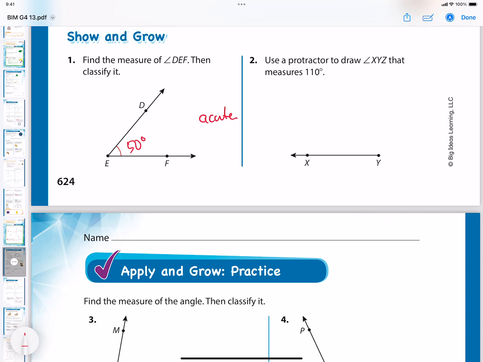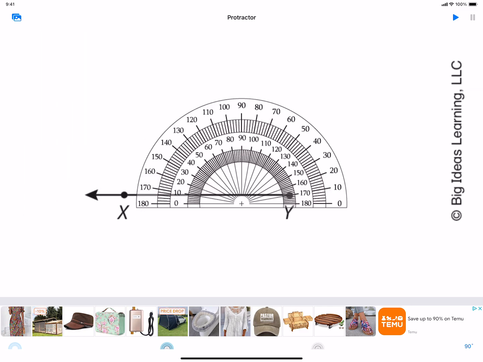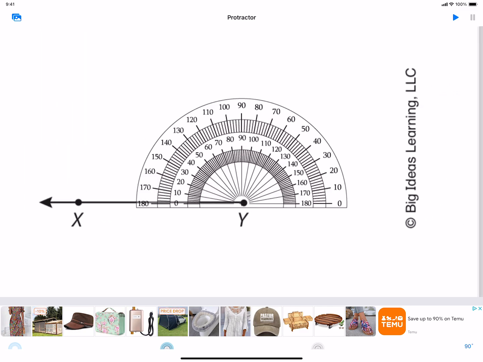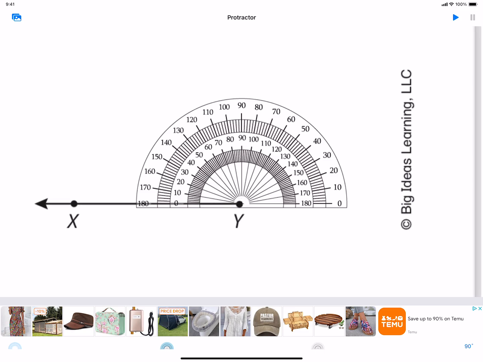All right, now use a protractor to draw angle XYZ that measures 110 degrees. We have X, Y has to be the vertex, and then we need to draw another line for Z, okay? So let's see. I'm going to use the protractor, and since angle Y has to be the vertex, I'm going to place the center of the protractor on top of a line, okay? And then I'm going to start from 0, the inner circle here in this case.